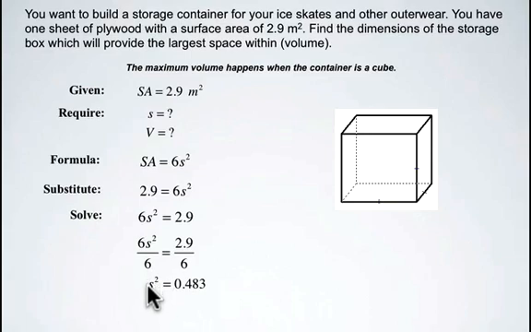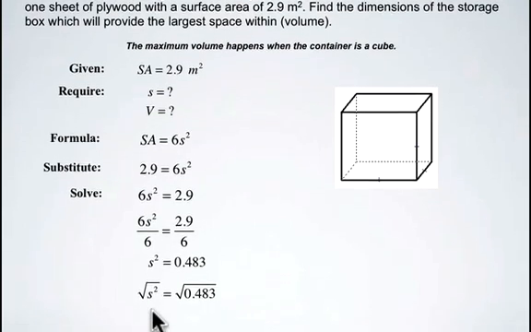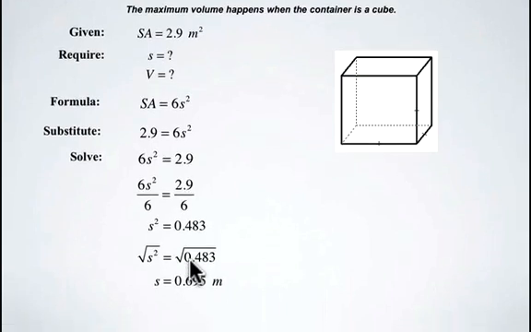We want s all by itself. So to do that, we need to take the square root of both sides. And if you take the square root of s squared, you're left with just s. And the square root of 0.483 is 0.695 meters.